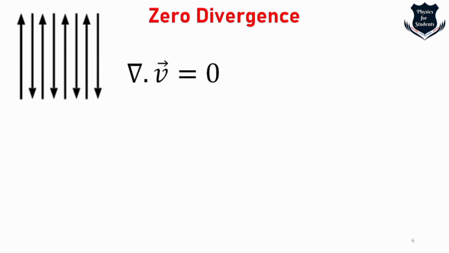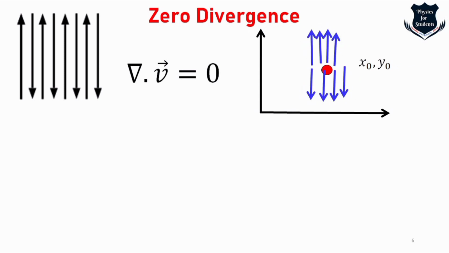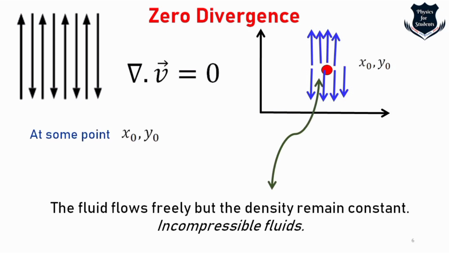So here you see that the lines are going up as well as going in and out, in and out. So we got the del dot V, which is 0, and here is the same analogy. You can see these are coming in and coming out, coming in and coming out. So ultimately it leads to 0. So at some point x0, y0, the fluid flows freely. That means the fluid is coming in, the fluid is flowing out, but the density remains constant. Obviously, because this holds for incompressible fluids.